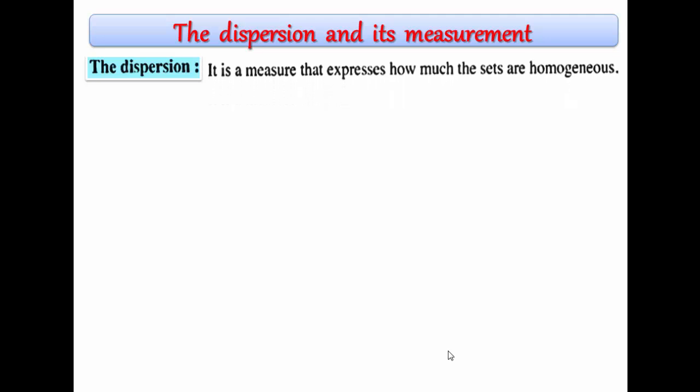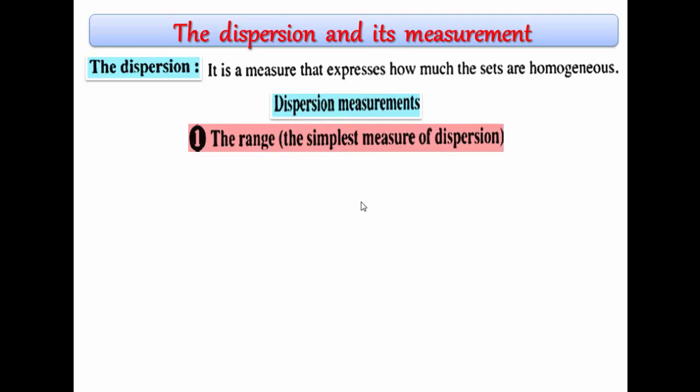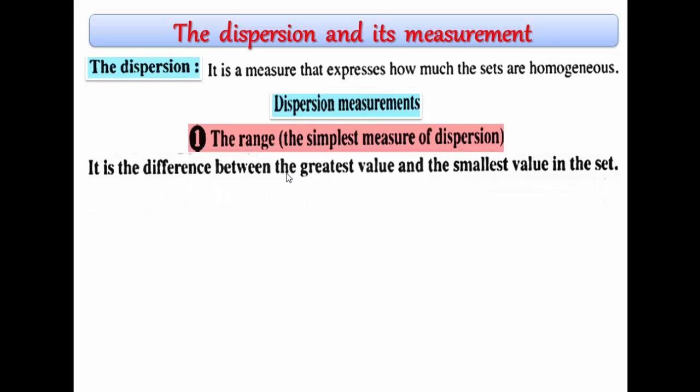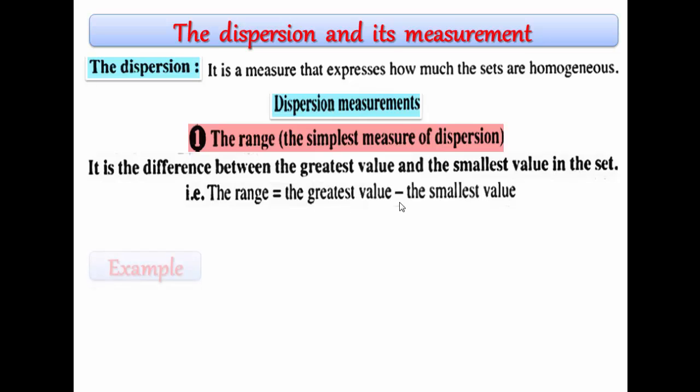The dispersion and its measurement. The dispersion is a measure that expresses how homogeneous sets are. Dispersion measurement, the first way: the range. The range is the simplest measure of dispersion. It is the difference between the greatest value and the smallest value in the set. It means the range equals the greatest value minus the smallest value.